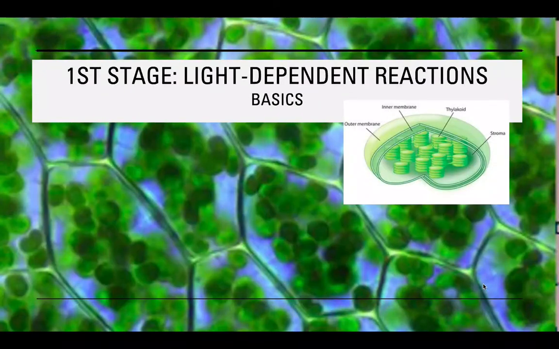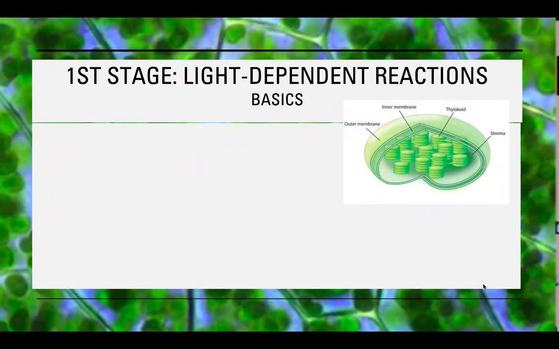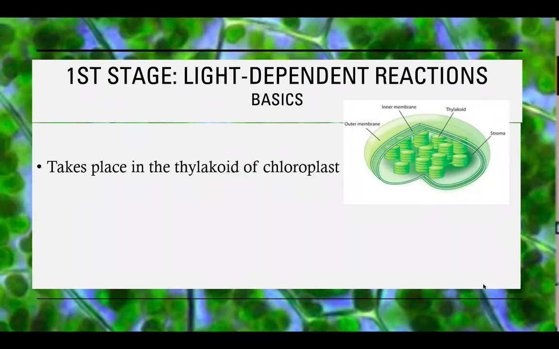Light-dependent means that light is required, light-independent means light is not required. So the first stage, here we go. We're going to talk about the basics of the light-dependent reactions. It takes place inside the thylakoid of a chloroplast. These little stacks of discs that you see inside of the chloroplast are called thylakoids. You don't necessarily need to know the whole structure of a chloroplast and be able to label it, but you do need to know that the first stage of photosynthesis takes place inside this thylakoid.